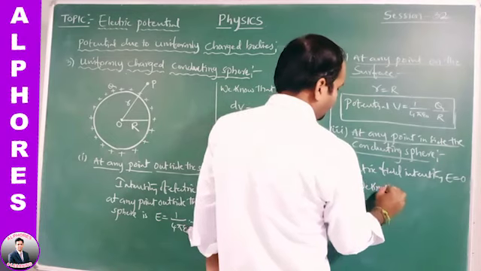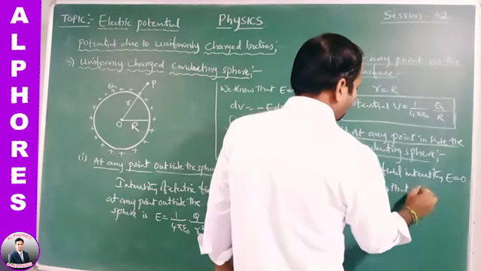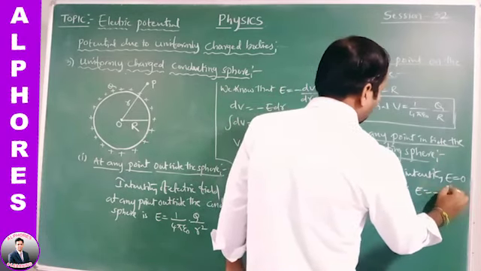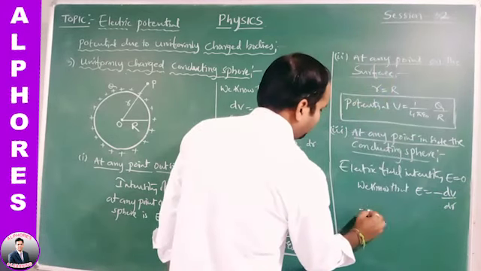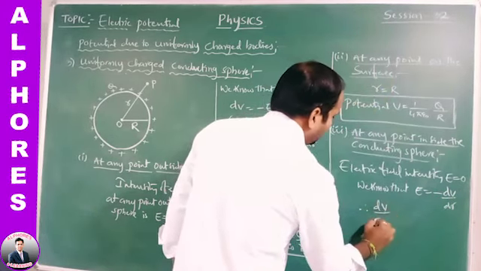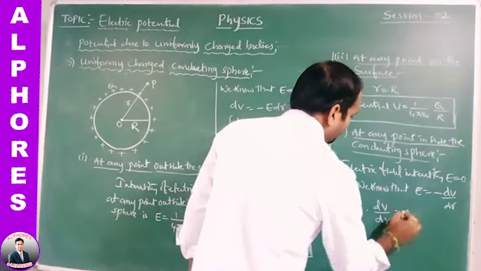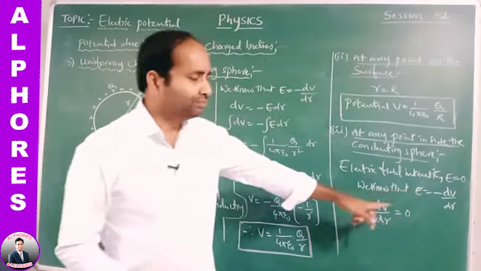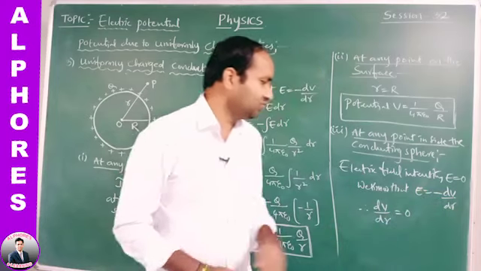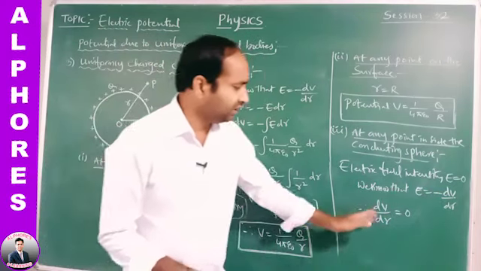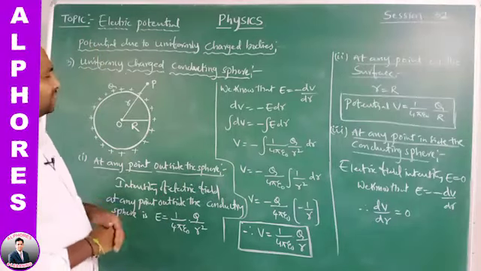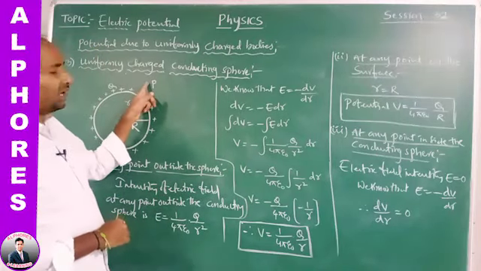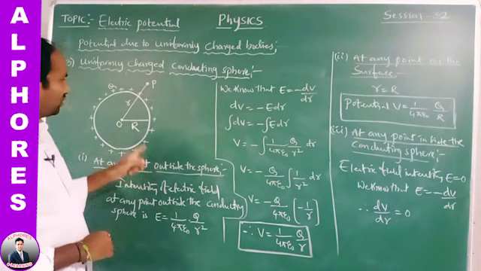We know that E is equal to minus dV by dr. So can we write like this? Therefore, dV by dr is equal to 0. E value is 0, so minus dV by dr is equal to 0. dV by dr is equal to 0 means at any point outside the sphere, what is the potential?